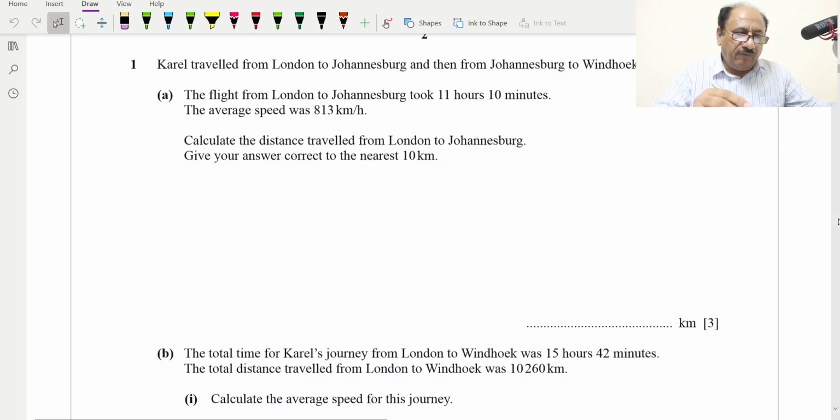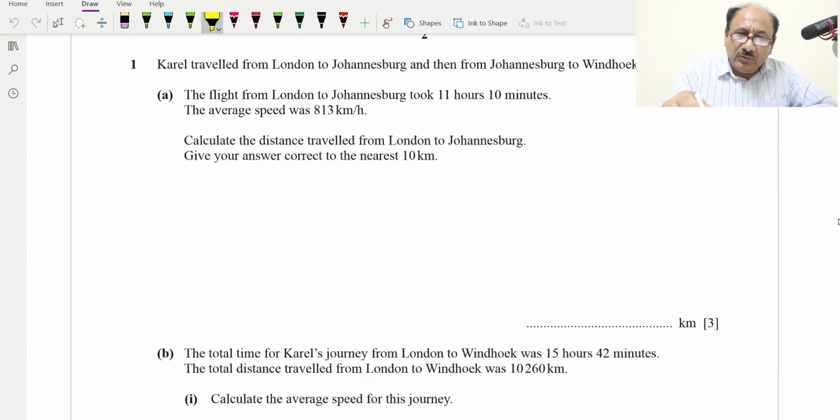Carol traveled from London to Johannesburg and then from Johannesburg to this location. So this is the journey. The flight from London to Johannesburg takes this much time. The average speed is this one. Calculate the distance traveled between these two locations. Give your answer correct to the nearest 10 kilometers.